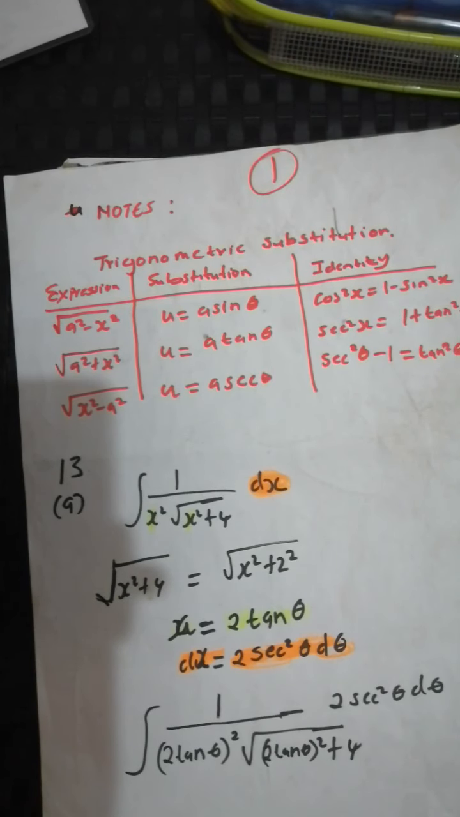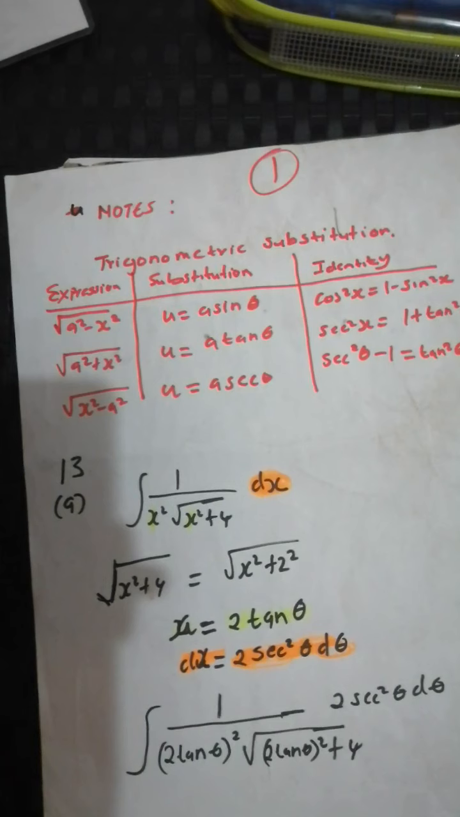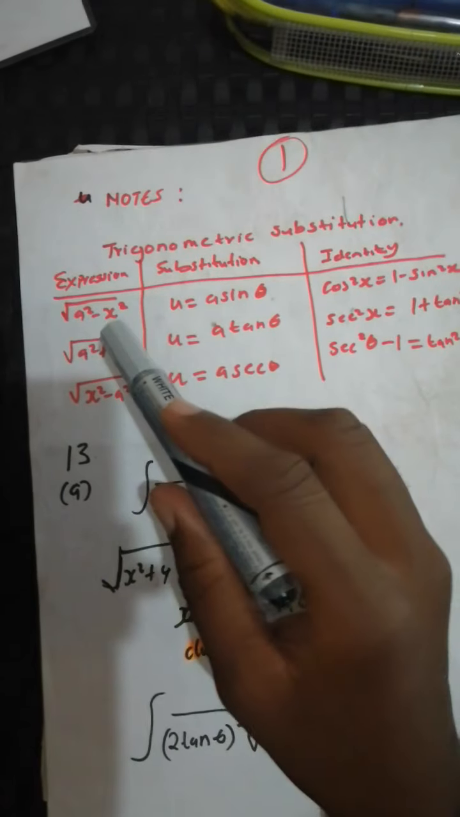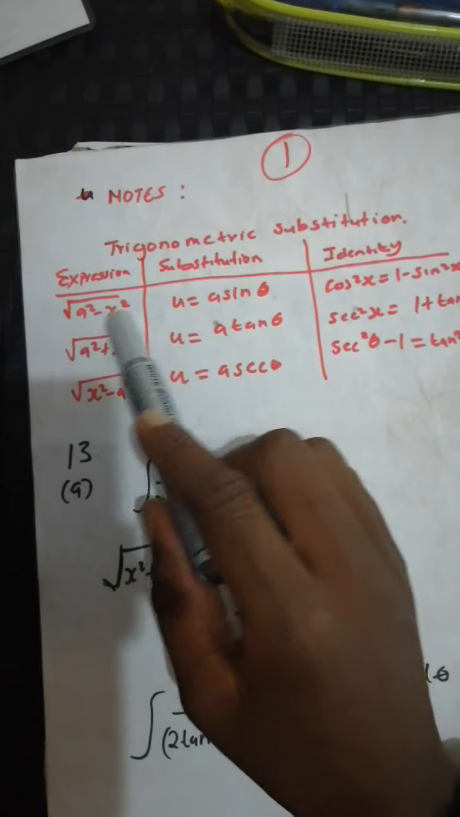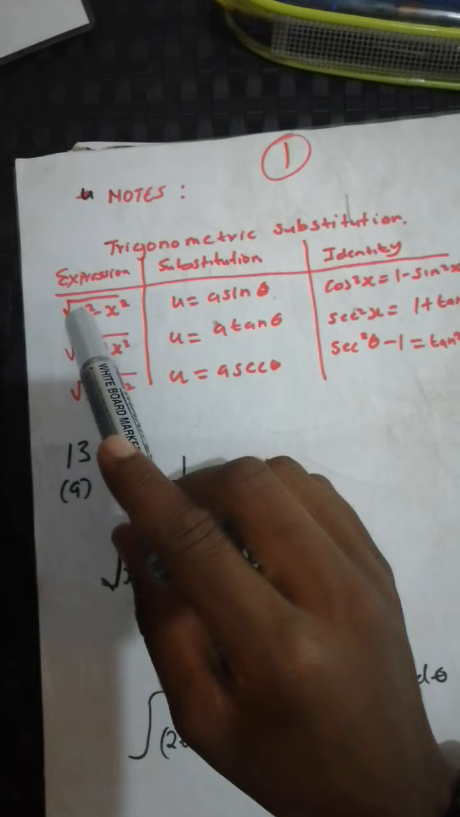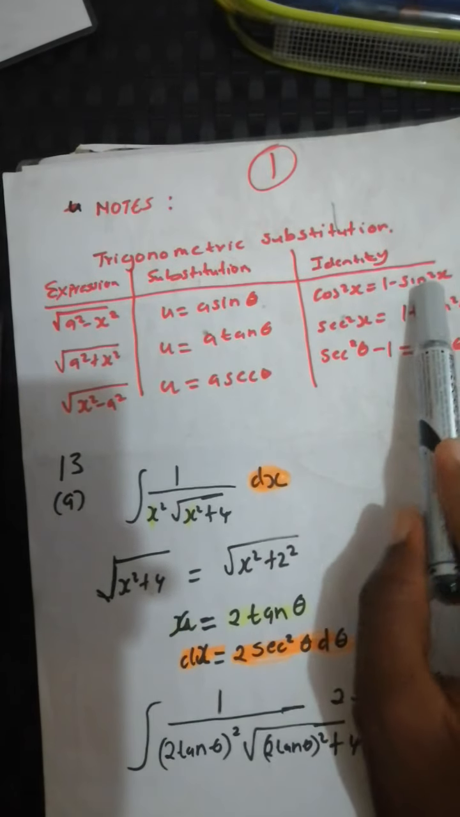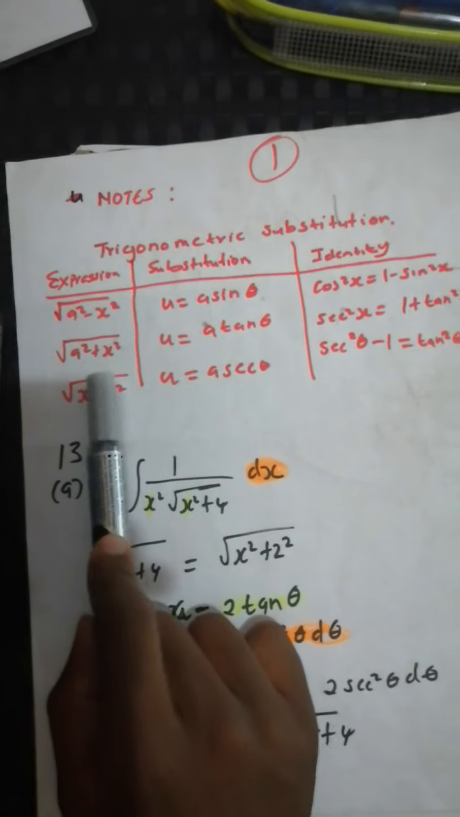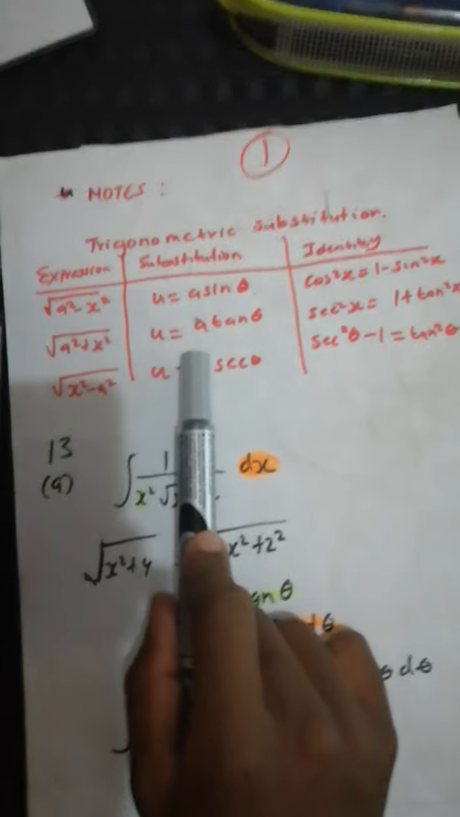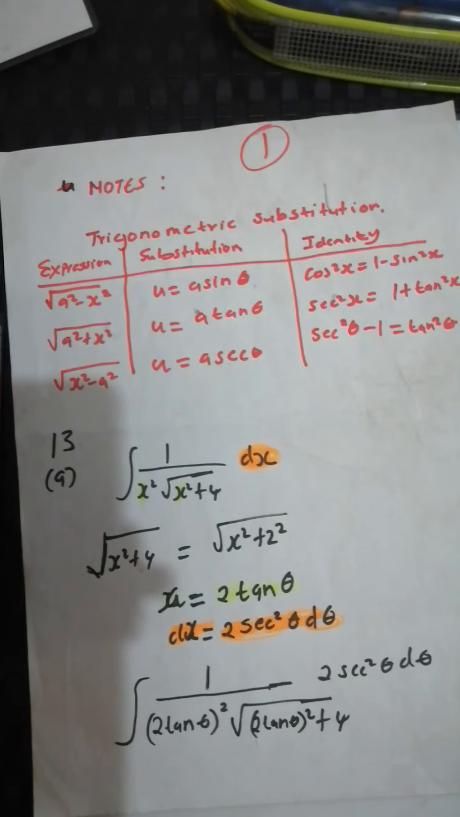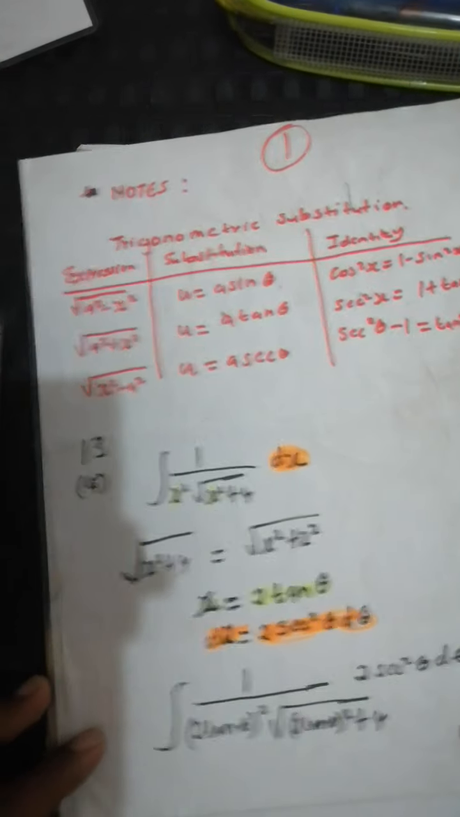Okay, so now we're going to do trigonometric substitution. I have compiled these notes for you guys, so this is what you need to know. Whenever you've got a square root which is in this format, where a is some constant, you need to use the following substitution, and then you use the following identity. Whenever you've got the square root in this format, it is this substitution and this identity, and so on. So now let us do this with an example.